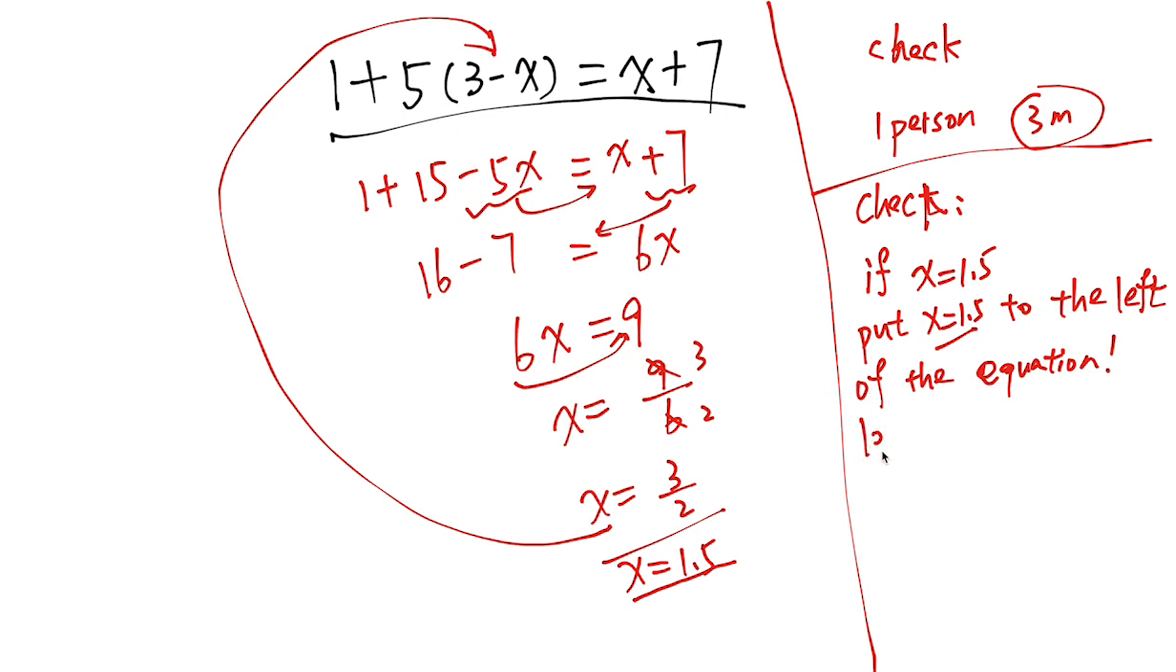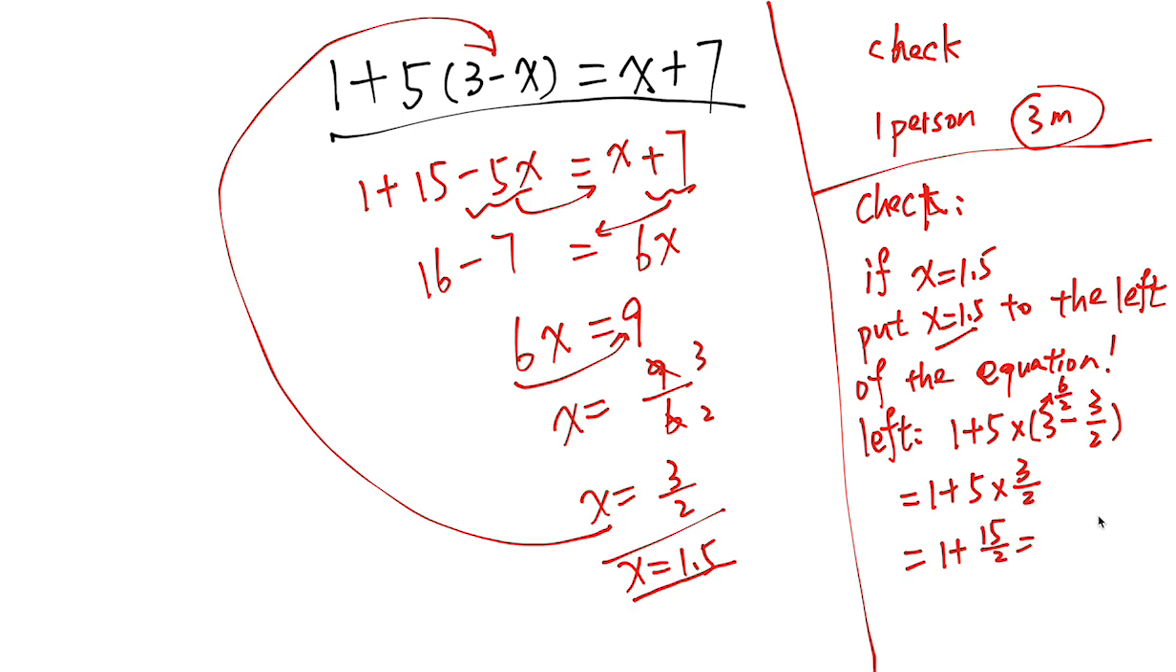So the left side will be like 1 plus 5 times, maybe you don't like the decimal number, you can write it as 3 over 2. Then we need to calculate this one. It equals 1 plus 5 times 3 over 2, which is what? 6 over 2, right? So 6 over 2 minus 3 over 2 is actually 3 over 2, right? So 1 plus 5 times 3 over 2 is 15 over 2. And we can also write all as a fraction: 17 over 2.